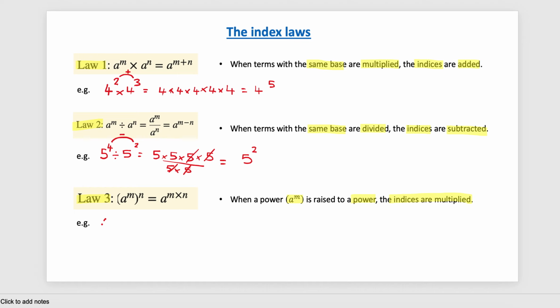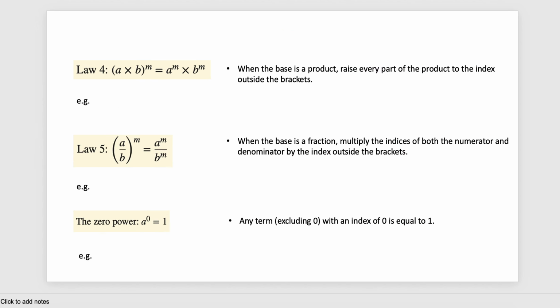So for example, 2 to the power of 4, all to the power of 3, okay, isn't that 2 to the power of 4 times 2 to the power of 4 and again times 2 to the power of 4? And then using the first index law, we add the powers. So 4 plus 4, 8, 8 plus 4 is 12. So we end up with 2 to the power of 12. So we can just apply the third index law and just multiply the powers, and we get the answer there straight away.